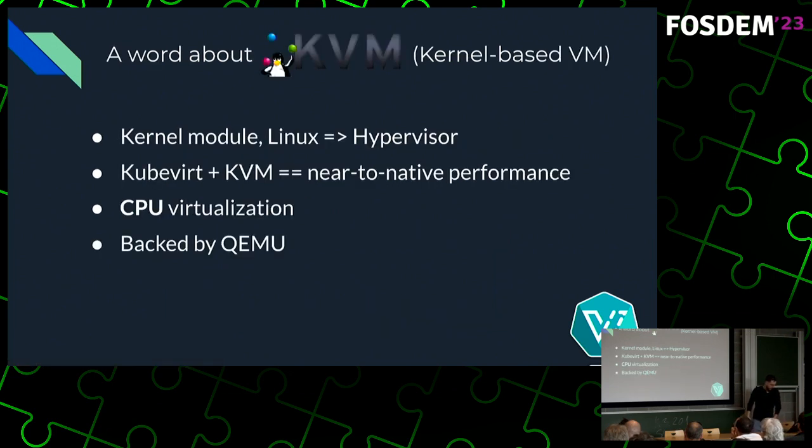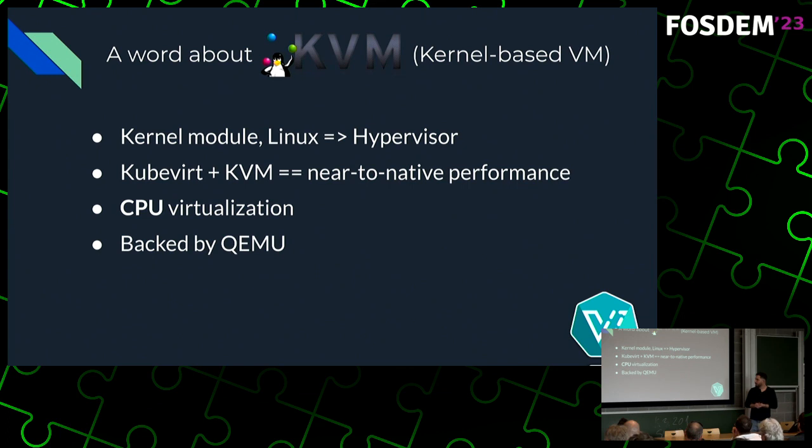So now a word about KVM. Who knows KVM, by the way? Oh, a lot of you. Okay. This is a kernel module which turns Linux into a hypervisor. Basically, we have two kinds of hypervisors, type 1 and type 2. Type 1 is also called a bare metal hypervisor because it's installed on the bare metal. There's no OS beneath it.